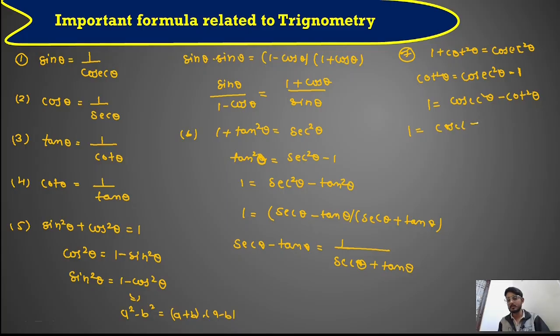1 equals cosec plus cot theta multiplied by cosec minus cot theta. And from here you can also find the value of cosec plus cot theta. Whenever you transfer the term, it will be in denominator form. So cosec plus cot theta equals 1 upon cosec minus cot theta.